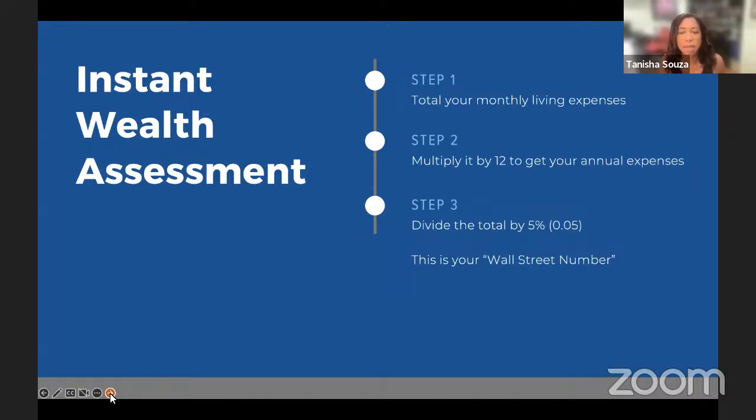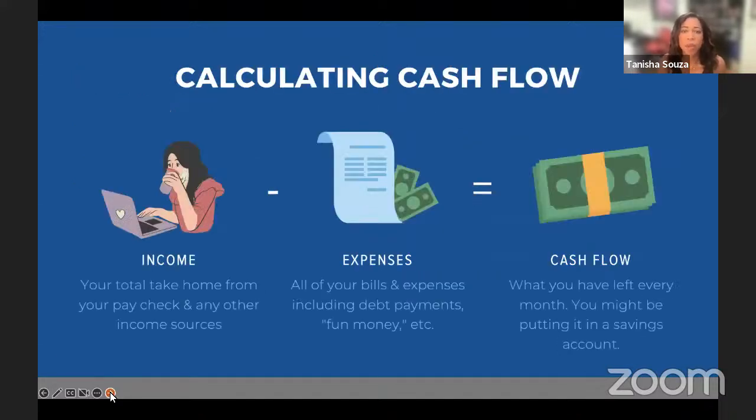Wall Street number is. So the bigger your living expenses are, the bigger the Wall Street number you need, or that you would need. So after you've done that, and hopefully you have that number, what you're going to do is take your income from your paycheck or any other income sources that you currently have, subtract out your monthly expenses, and that'll be your monthly cash flow.